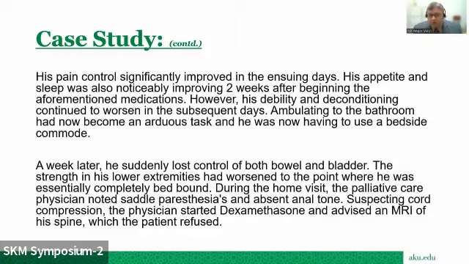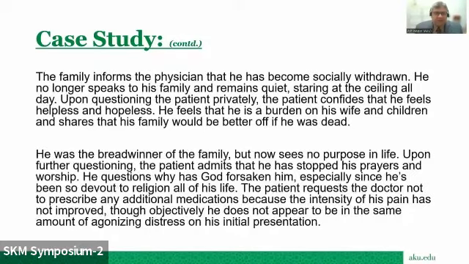And then during the home visit, the palliative care physician noted that the patient had 0/5 strength on the left side, 1/5 strength on the right lower extremity, saddle paresthesias, and an absent anal tone. So suspecting that the patient had developed cord compression, the physician recommended starting dexamethasone, and he advised an MRI of the spine, which the patient promptly declined.